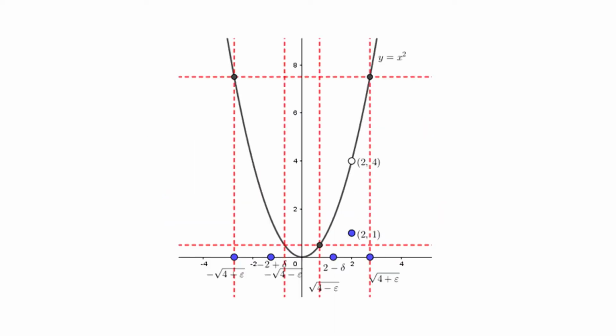From the figure, it can be seen that among the above open intervals, only the open interval (square root of 4 minus epsilon, square root of 4 plus epsilon) is the open interval about c equal to 2 on which the inequality absolute value of f of x minus 4 less than epsilon holds for all x not equal to 2.